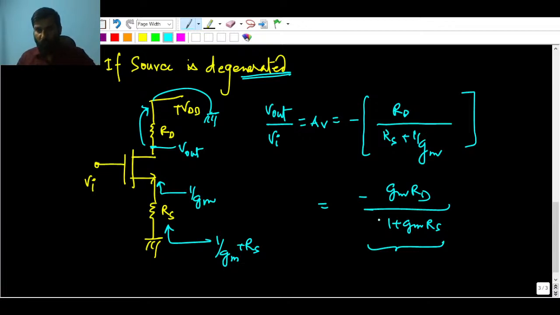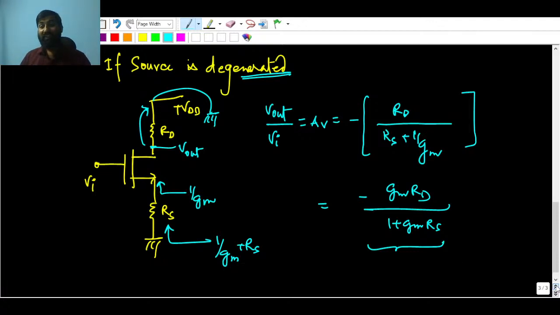So if you see this, you don't need to go further. If you take this gm in the denominator, it becomes RS plus 1 by gm. So this is the gain of the source degenerated amplifier, a common source amplifier with source degeneration, right?